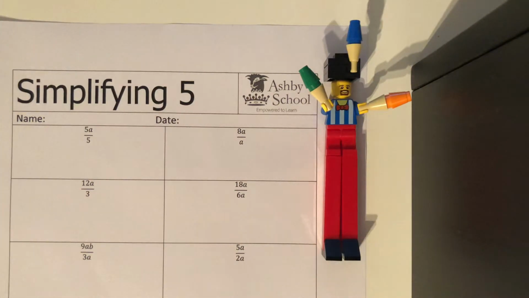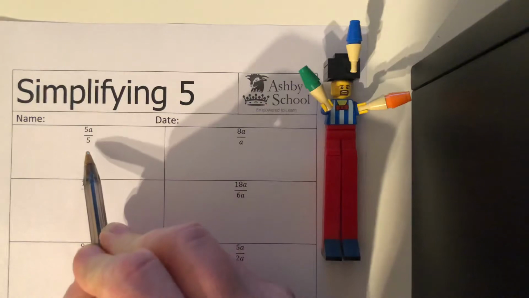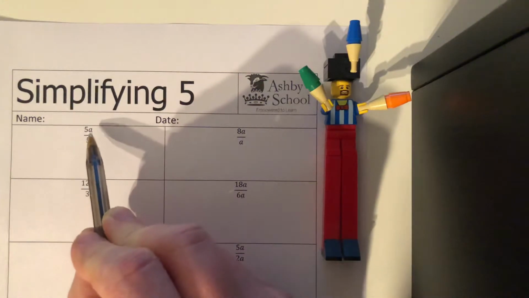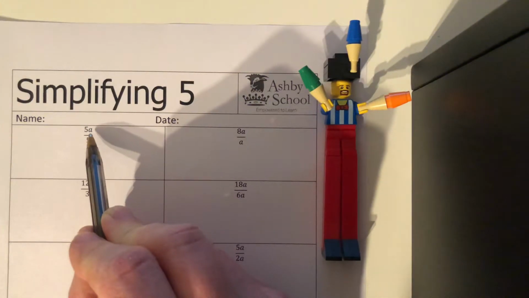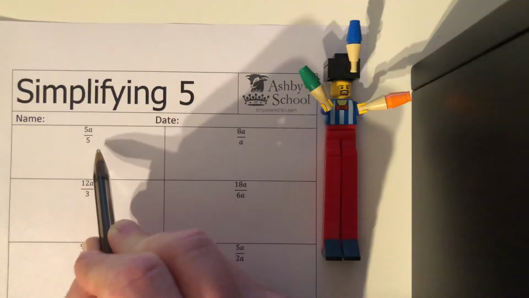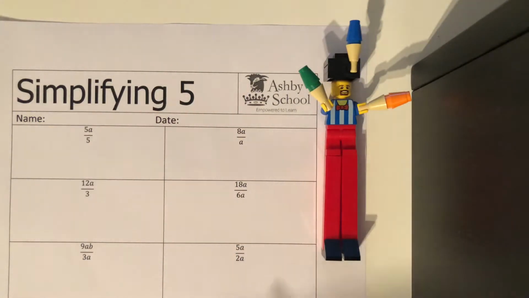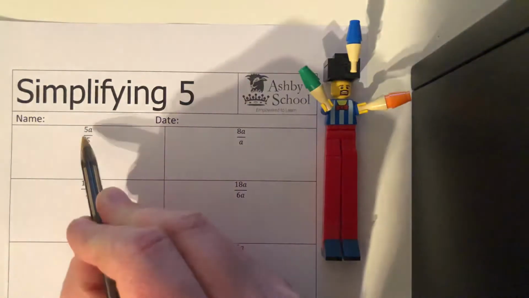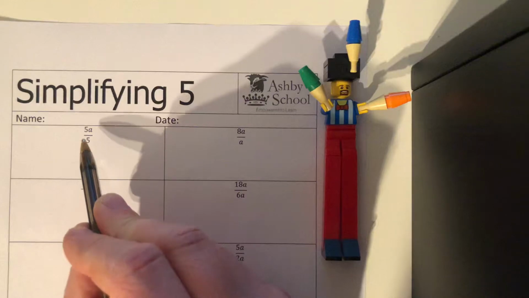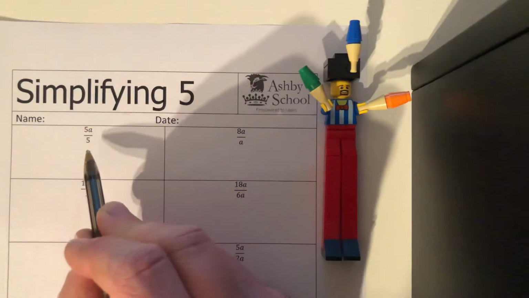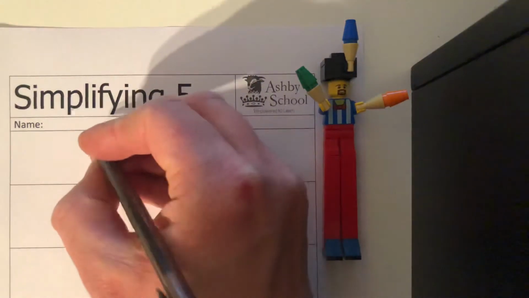So if we take a look at this first one, we've got 5a all over 5, or what it basically means is 5a divided by 5. So we've got a combination of just normal standard numbers and letters. There's only a letter on the top, there isn't a letter on the bottom, there's certainly nothing for it to pair up with. So in this case, we'll just forget about the letters for a second and focus on the numbers. So 5 divided by 5 works, that's just 1. And so essentially what we're doing there is cancelling down.